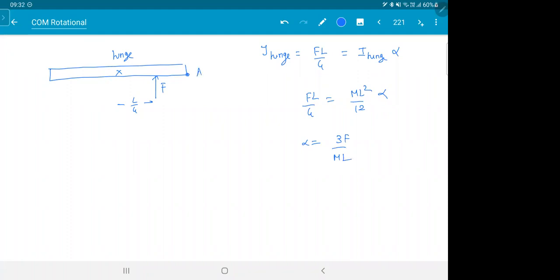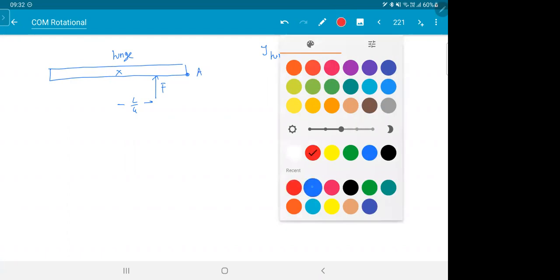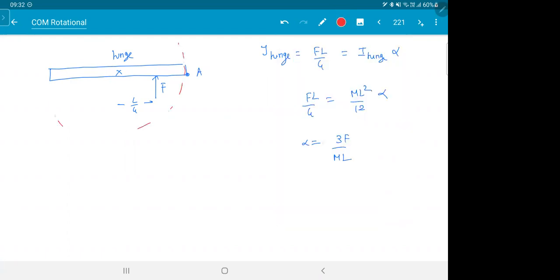The point A is here. How is A going? A is going in a circle. So the acceleration of A is L by 2 alpha, since the radius is L by 2. So that would be 3F by 2M. Got till here? What about number of rotations?